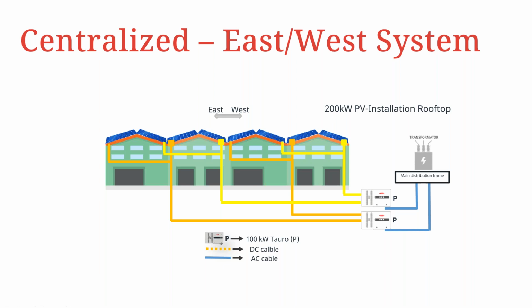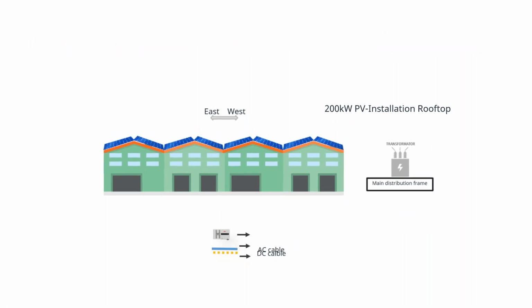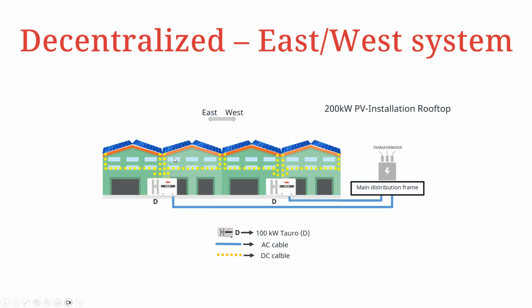So same thing can also apply for a decentralized topology. So in this case, for decentralized, you have the inverters installed pretty much close to the modules because they're connected directly to the inverter. So once the DC or the modules are connected to the inverter, you can now have a long run of AC cables. So we have all the modules facing east and west connected to their respective inverters and then to the main distribution frame.